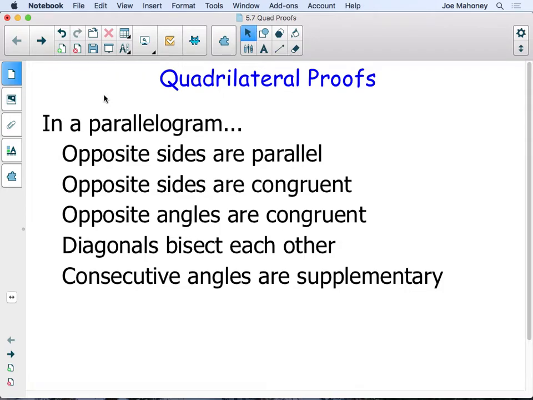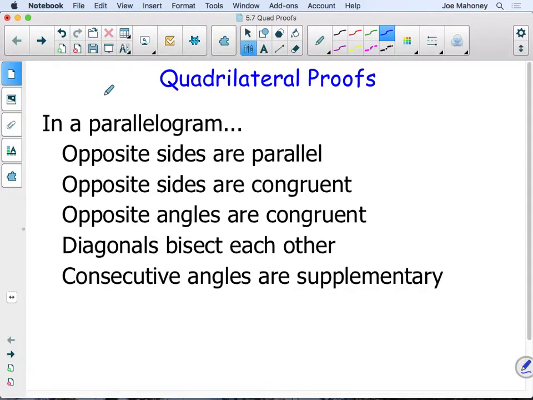Right, we're going to be building on our proofs now. We're going to prove some things about quadrilaterals and parallelograms. Typically, these are parallelogram proofs. So what you see here are some things that are true about parallelograms: opposite sides parallel, congruent, angles are congruent, diagonals bisect each other, consecutive angles are supplementary.